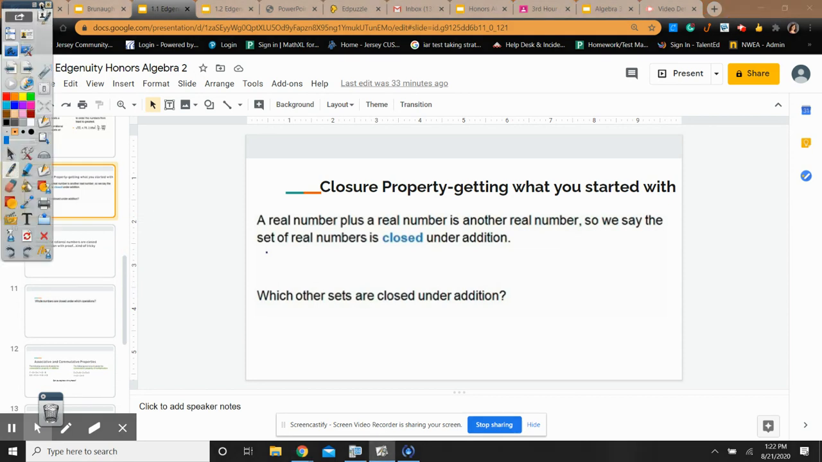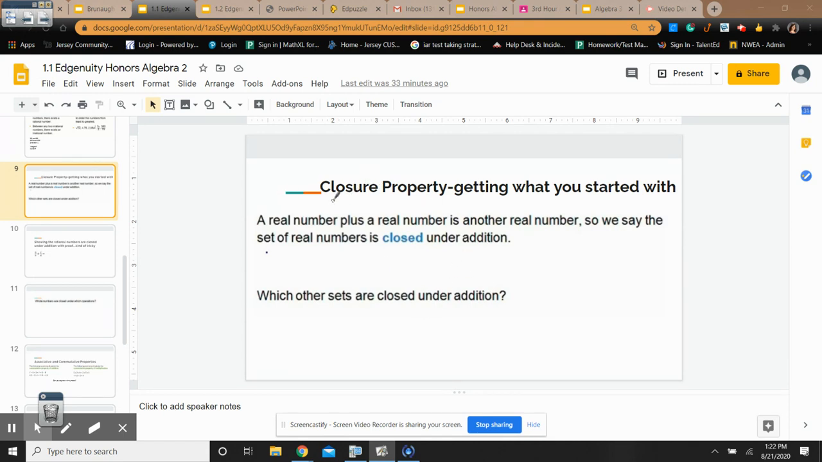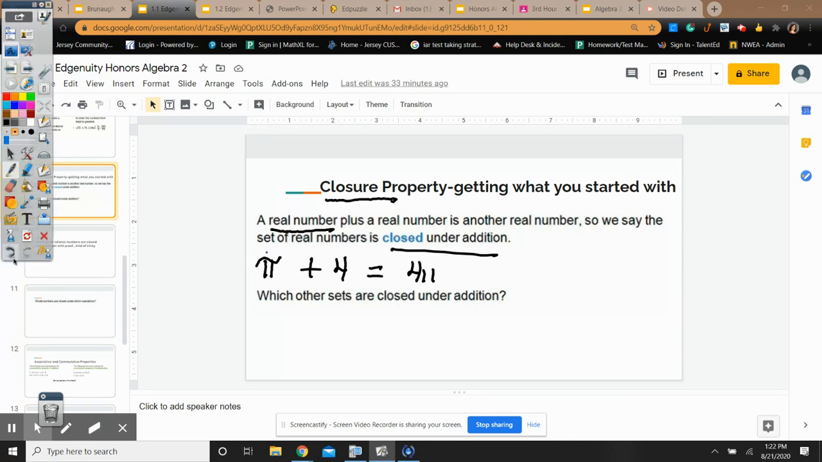Okay, so when something is said to be closed, we'll say it's closed under addition or closed under some sort of operation. Basically, what that means is if you take the real numbers, that's all the numbers you know, and you take a real number under addition and add it to another real number, you're going to get a real number. Any real number that you can think of, pi is a real number. I can add it to 4, which is another real number, and I do get a number. It's just called 4 plus pi. That's as simple as it gets.